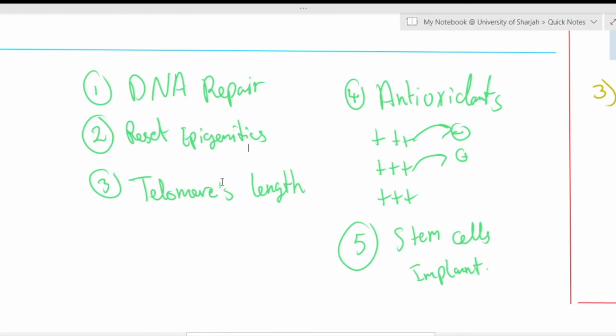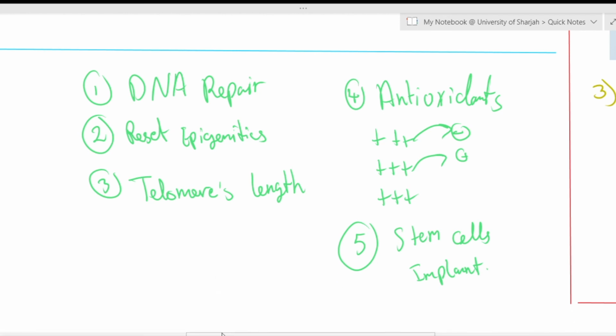Also, epigenetics are basically environmental factors, so we can try and reset these epigenetics by removing the methylation or the histone modification. And there are also other studies about that. Also, we mentioned telomeres shortening, so here we try to increase telomeres length. We can give drugs that increase telomeres length, or we can use telomerase as a treatment. This is all, as I said, still theoretical.